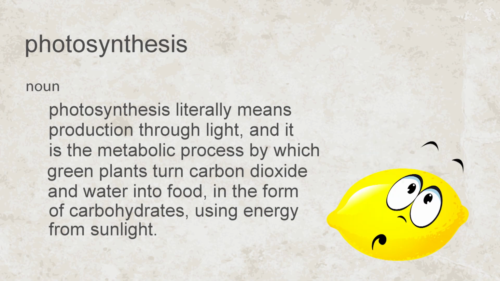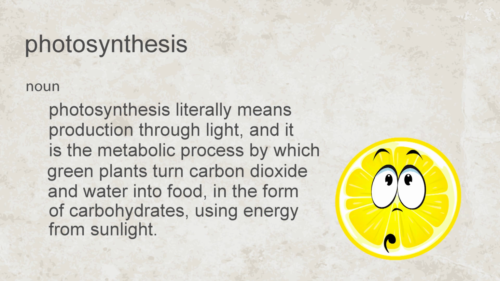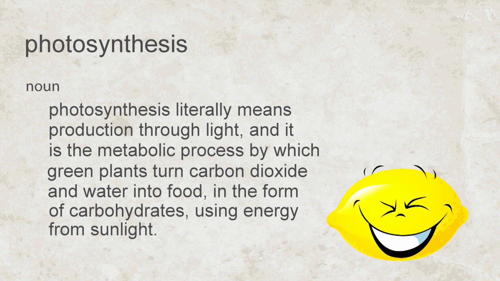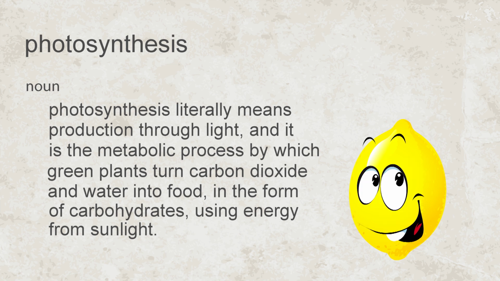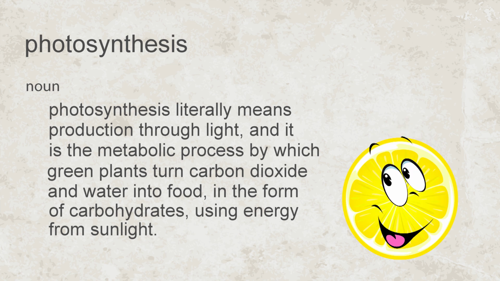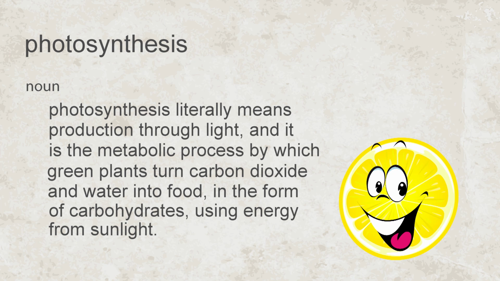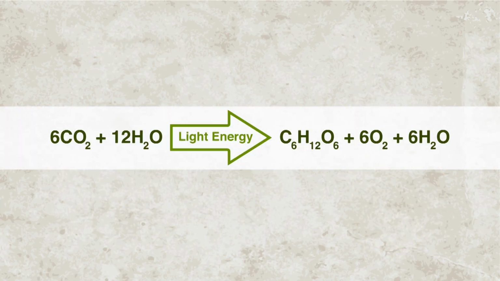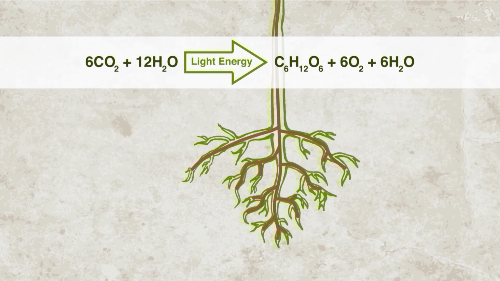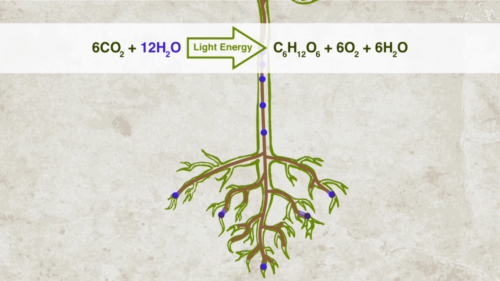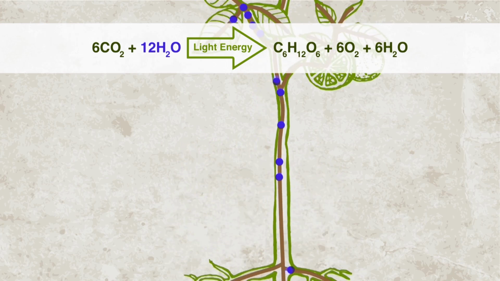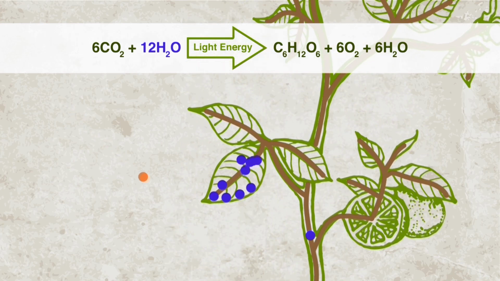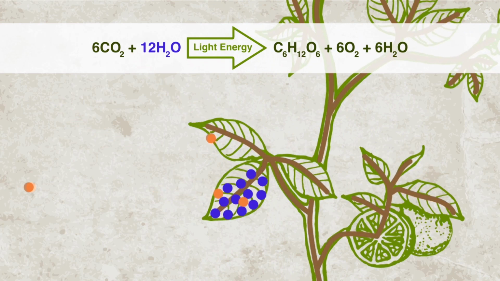Photosynthesis literally means production through light, and it is the metabolic process by which green plants turn carbon dioxide and water into food in the form of carbohydrates using energy from sunlight. This formula shows the process that takes place during photosynthesis. The plant absorbs water through the roots, and it is taken to the leaves through the xylem in the vascular tissue. Through the stomata in the leaves, the plant absorbs carbon dioxide, for which the chemical formula is CO2.